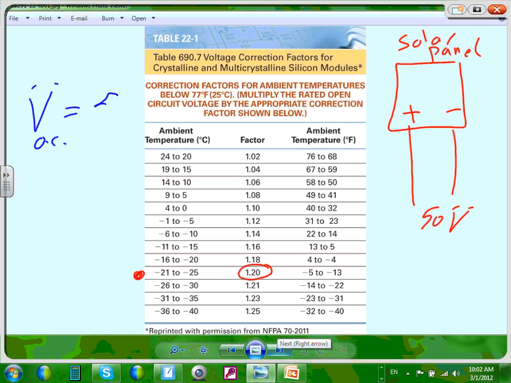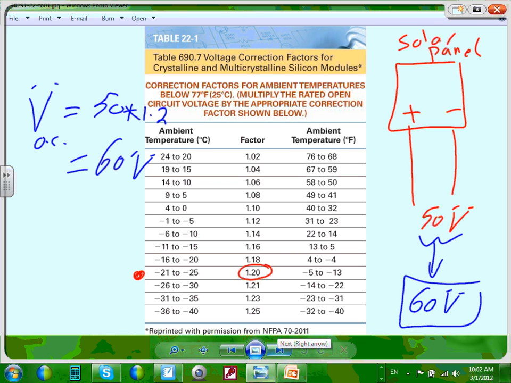So then your open circuit voltage has to be 50 multiplied by 1.2. What's 50 multiplied by 1.2? I'm losing my mind here. 1.2 times 50 equals 60 volt. So actually, my friend, this panel that's supposed to have 50 volt open, now when I size the conductors and do all my calculations, you're going to treat it as if it's a 60 volt DC system. So you have to adjust the voltage based on the temperature.